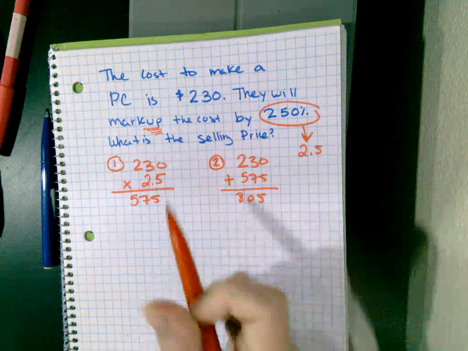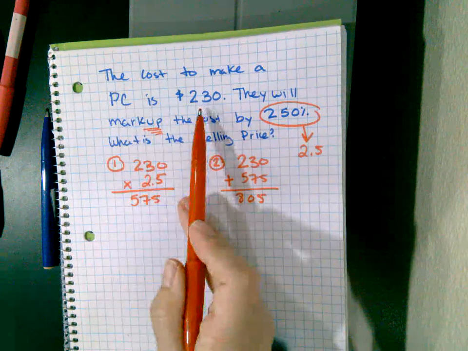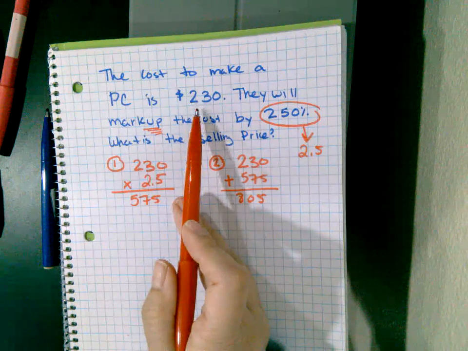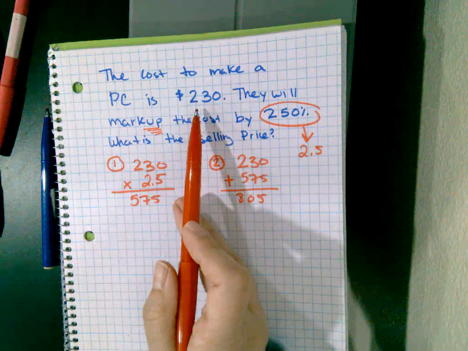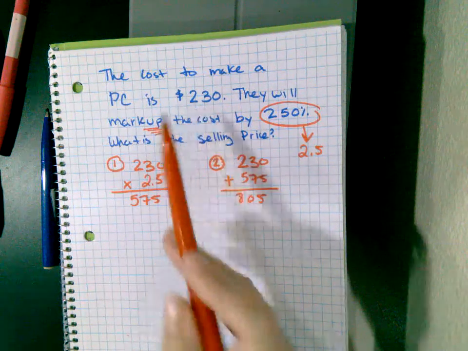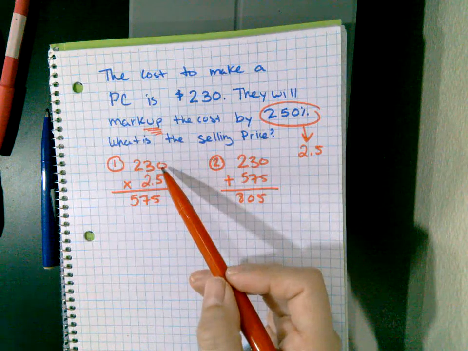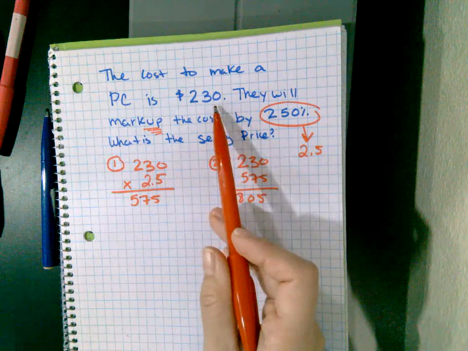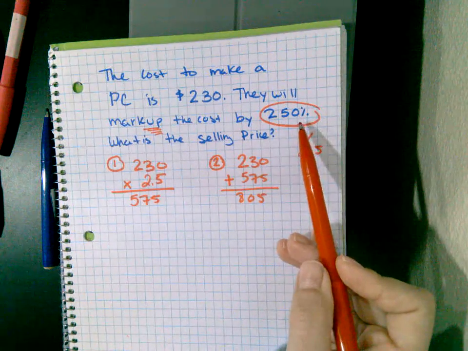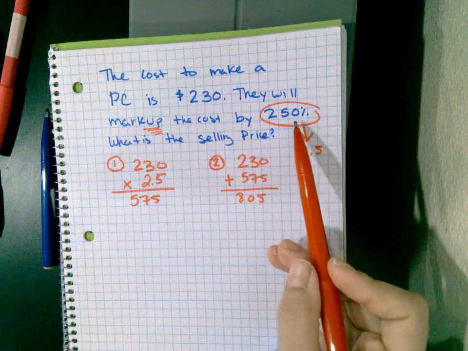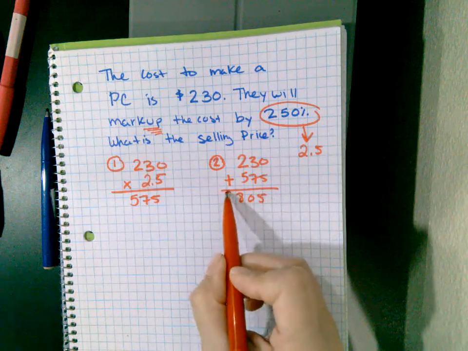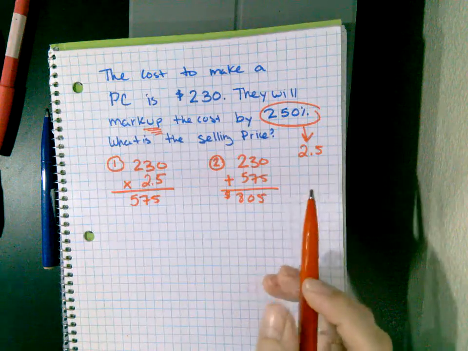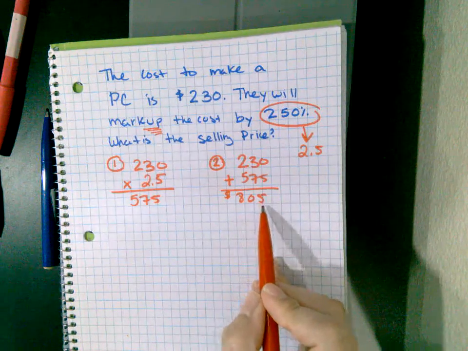So that means that this PC that costs $230 to produce, to make, to hire someone to build it, to gather all the raw materials and put it together, costs $230. Now, when they bring it to Best Buy, they say, we're not going to sell it for $230. We're going to increase the price by 250%. So at the store, when you walk in as a customer to Best Buy, or you look online, you're going to see a price tag of $805.